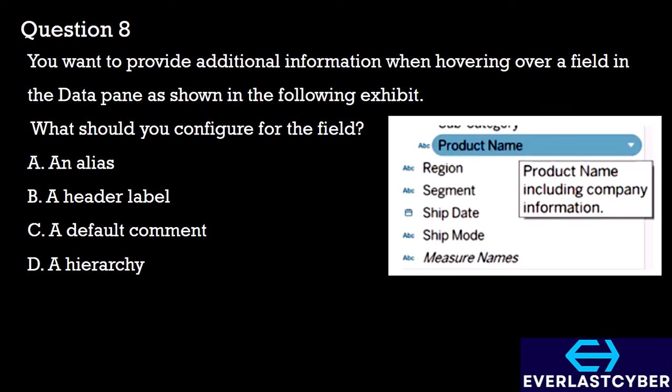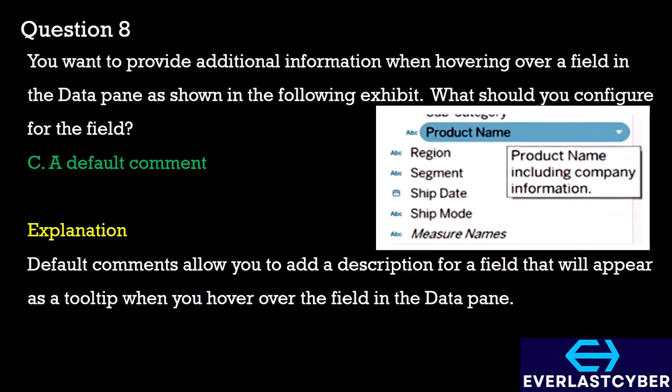A default comment allows you to add a description for a field that will appear as a tooltip when you hover over the field in the data pane. And this matches the behavior that is shown in the exhibits we have. We can see that when the mouse hovers over that product name, it shows a comment showing us product name including company information. Looking at option D, a hierarchy is used to group related fields together for drill down functionality, but it doesn't allow you to provide tooltips or comments. So out of these options, the correct answer would be option C.